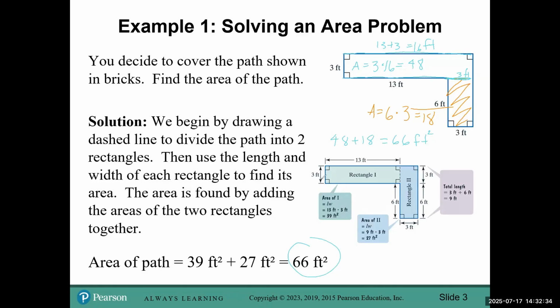We could actually break it up a third way by figuring out this square. It's more complex, but it would also work. So we could do the blue rectangle, the green square, and the orange rectangle. That would work too. So you just want to break it up into rectangles whose areas you can find, and then just make sure that you are measuring those rectangles correctly.